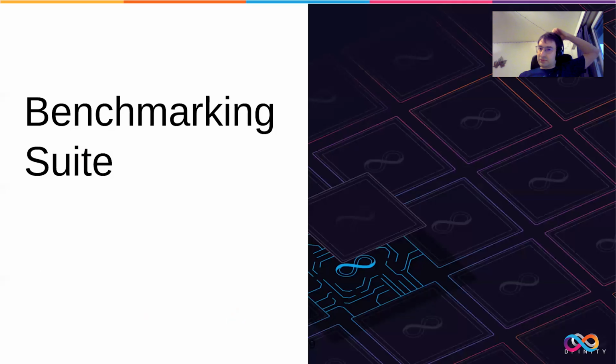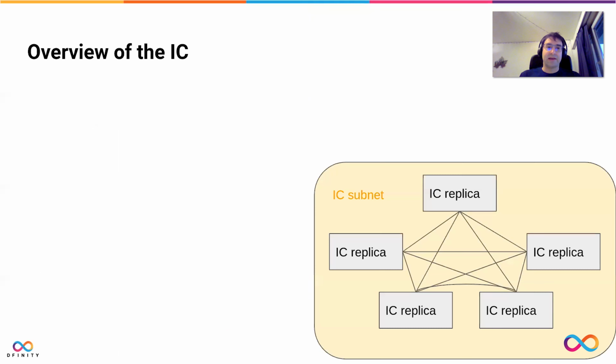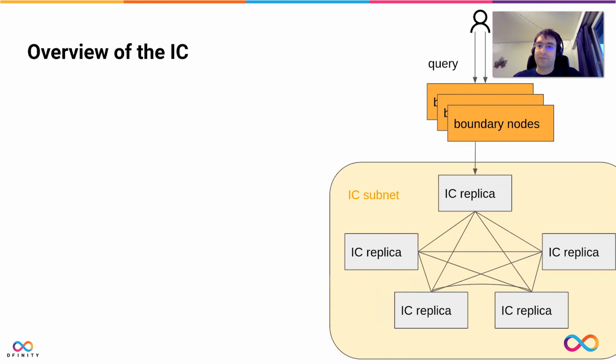Right, so what we have been doing recently is we have been developing this benchmarking suite that I would like to talk about today. And before we do that, I would like to first briefly show again how the Internet Computer is structured. So what we see here is a single subnetwork of the Internet Computer. And we have a bunch of replicas here, and they all talk to each other. Currently, this is all-to-all communication, sort of. And we also have those boundary nodes that users are talking to.